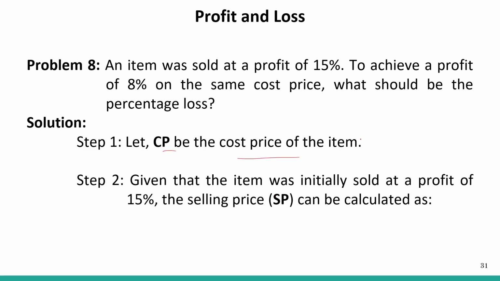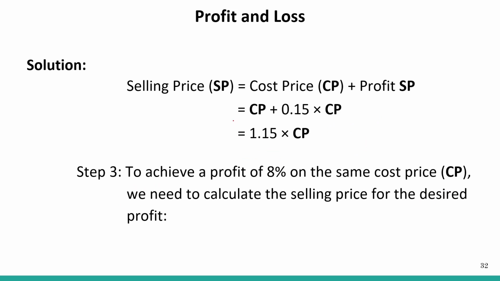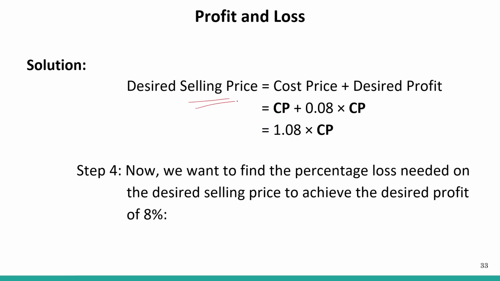So CP is the cost price of that item. Given that it was initially sold at a profit of 15%, the selling price can be calculated as CP plus 0.15 into CP, that is equal to 1.15 into CP. To achieve a profit of 8% on the same cost price, we need to calculate the selling price for the desired profit. Okay. So desired selling price is equal to cost price plus desired profit. So CP plus 0.08 into CP. So it is 1.08 into CP.